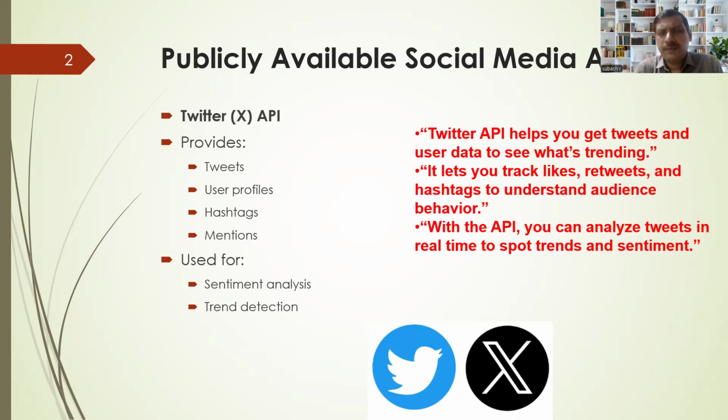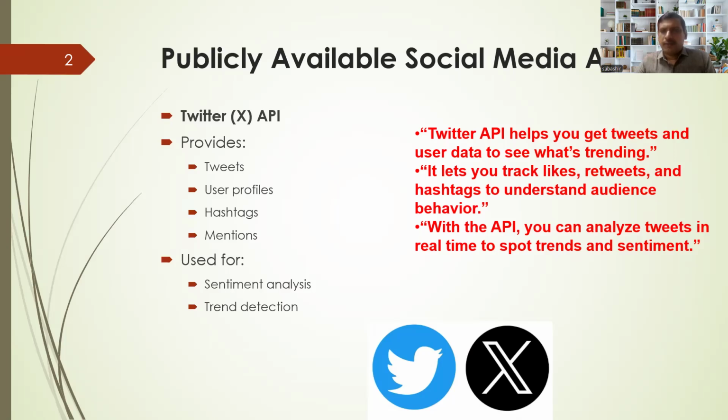For example, if you take the Twitter API, it helps you get tweets and user data to see what's trending. With the API, we can monitor live and see the progress of which tweets are more famous, and all of that we can do with the help of this API. This API will support collecting the data from Twitter.